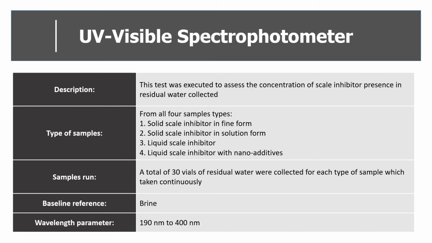Moving on to our data analysis by UV visible spectrophotometer. This test was executed to assess the concentration of scale inhibitor present in the reservoir water collected. We take 4 samples, which are solid scale inhibitor in fine form, solid scale inhibitor in solution form, liquid scale inhibitor, and lastly liquid scale inhibitor with a nano additive. A total of 30 vials of residual water were collected for each type of sample, taken continuously. We put the brine as the baseline reference, and the wavelength parameter is 190 nanometer to 400 nanometer.